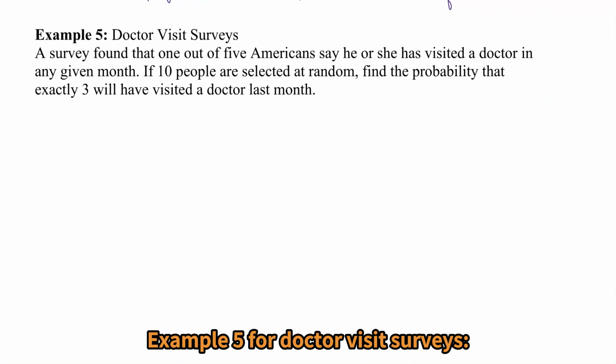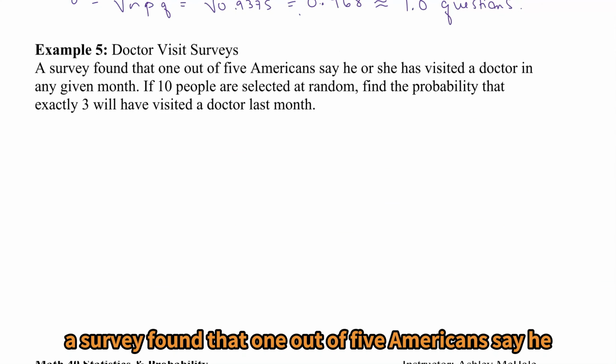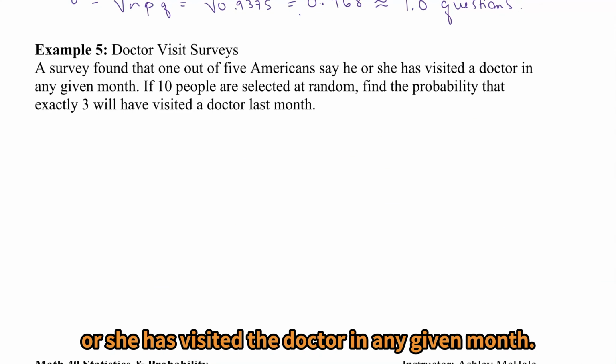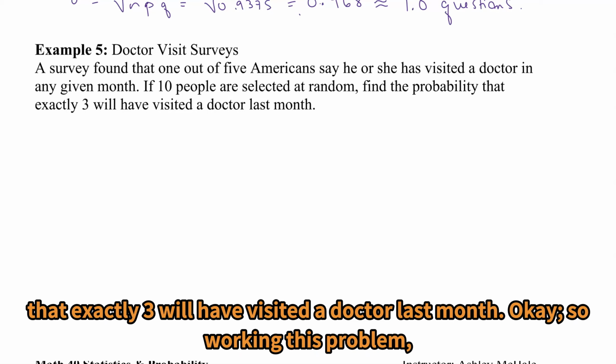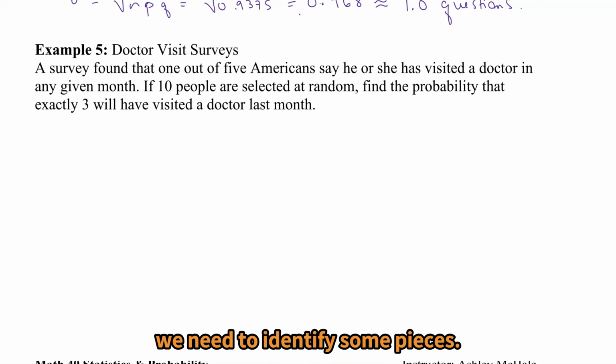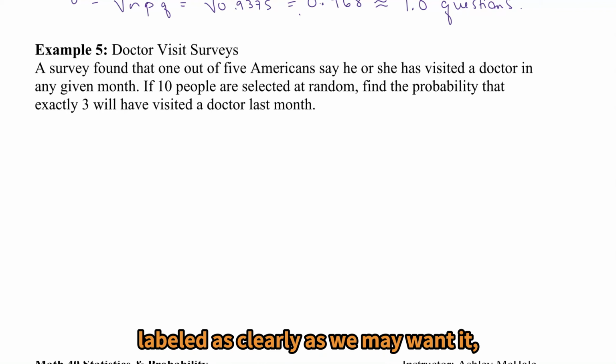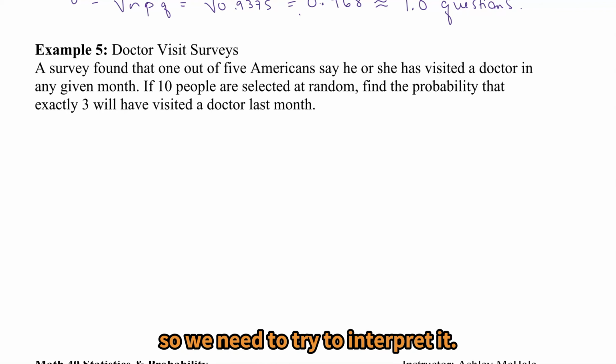Example 5 for doctor visit surveys. A survey found that 1 out of 5 Americans says he or she has visited a doctor in any given month. If 10 people are selected at random, find the probability that exactly 3 will have visited a doctor last month. Okay, so working this problem, we need to identify some pieces. I have a lot of information here, and it's not labeled as clearly as we may want it, so we need to try to interpret it.